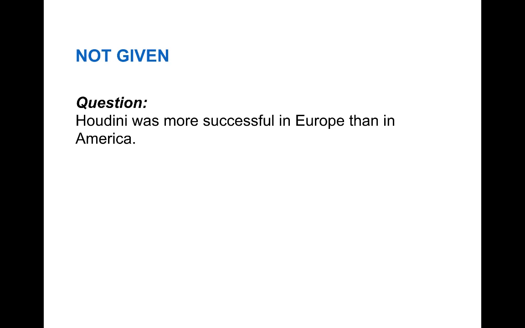Here's the question. Houdini was more successful in Europe than in America. What are we searching for? Well, first we've got a name, Houdini. Then more successful, Europe than America. Notice we've got a comparison there. More successful in Europe than in America. But the strongest keyword to search for, of course, is the name Houdini.